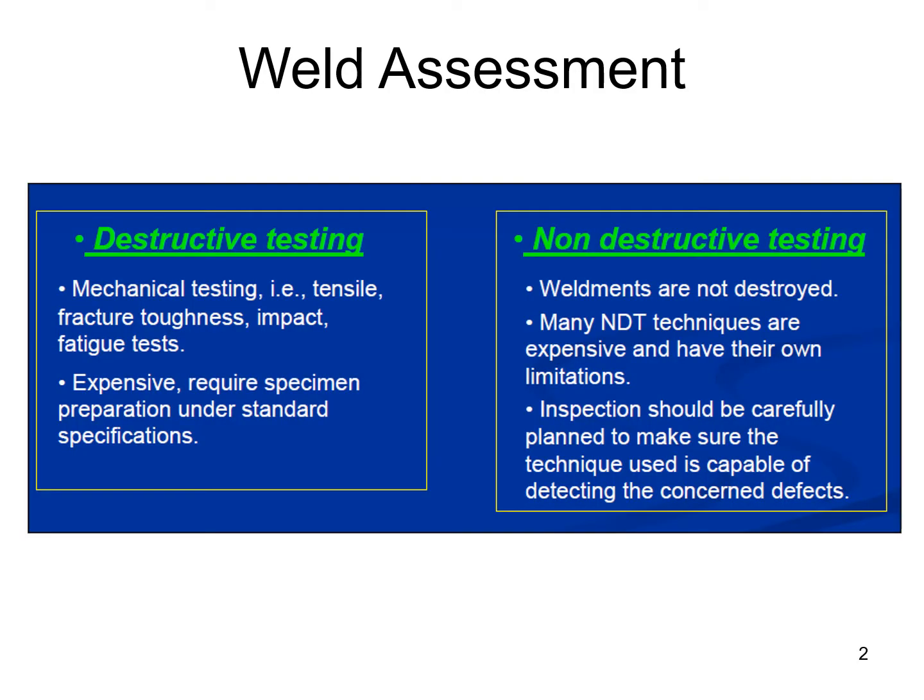Weld assessment. There are two types of tests possible: one is destructive testing, another is non-destructive testing. Destructive testing, we typically know tensile, fracture toughness, impact, fatigue test that goes until failure. Expensive, they require specimen preparation under standard specifications. Non-destructive testing, weldments are not destroyed. Many NDT techniques are expensive and have their own limitations. What is NDT? Non-destructive testing. Inspection should be carefully planned to make sure the technique used is capable of detecting the concerned defects.